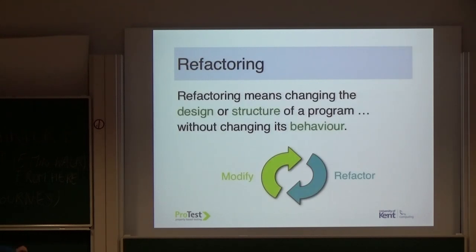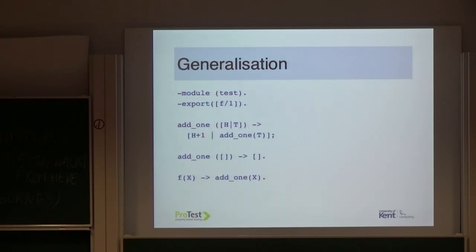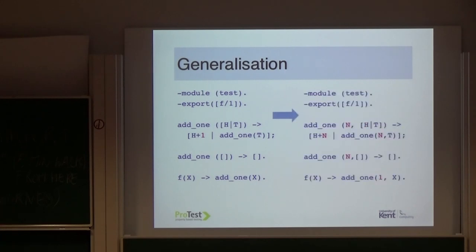I'm not sure I need to explain what refactoring is, but let me do that. It's about changing the design or the structure of a program without changing its behavior. A typical refactoring that we've implemented in Erlang is generalization. We've got a function here, which adds one. We think, why does it just add one? Let's make that a parameter. So we generalize it, and now we've got a function which will add any number. But of course, we've got a function called add one, so the next thing we have to do is rename it to add an integer. So often when you do one refactoring, you have to do other refactorings as well.